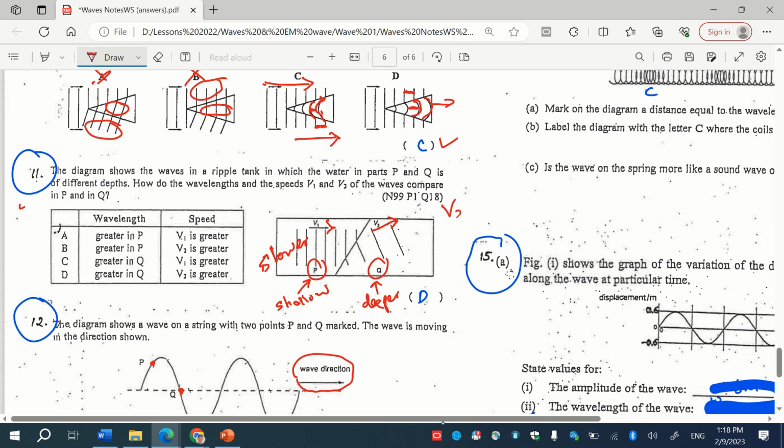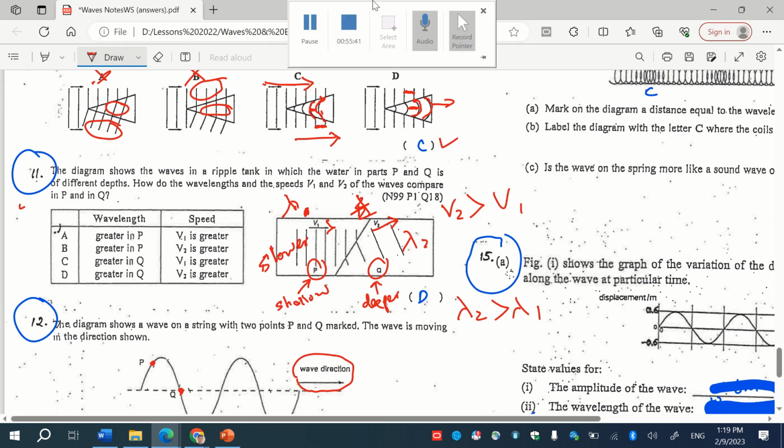Which means V2 should be greater than V1, because V2 should be the faster one. Deeper region faster, V1 slower. That should tell you already. Then wavelength. If this is lambda 1, this side is lambda 2, that tells me lambda 2 must be greater than lambda 1. In the shallower region, the wavelength should be shorter. And that ends our lesson for this chapter.